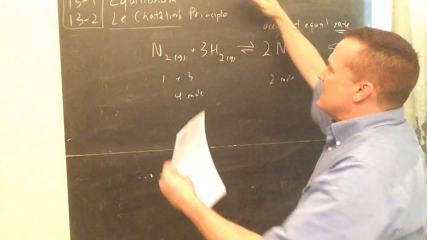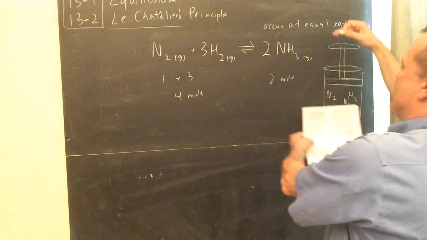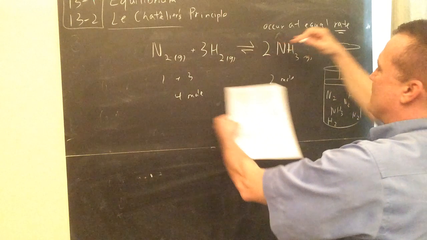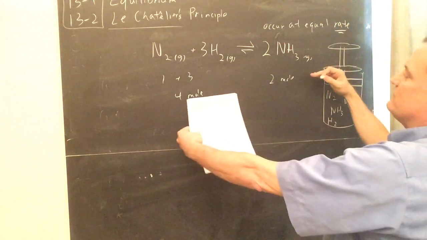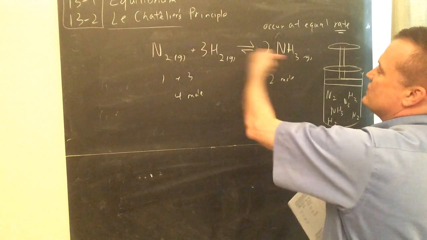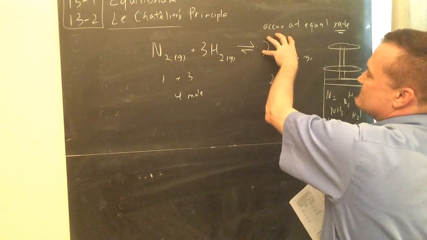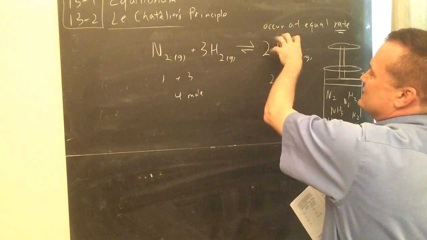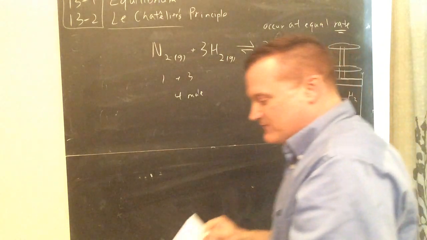So if I totally compress this entire system, and it's at equilibrium right now, if I make it really, really small, it can shift to this side. If it shifts this way, there are fewer moles of gas, and now it can try to make the pressure come back to what it was before.